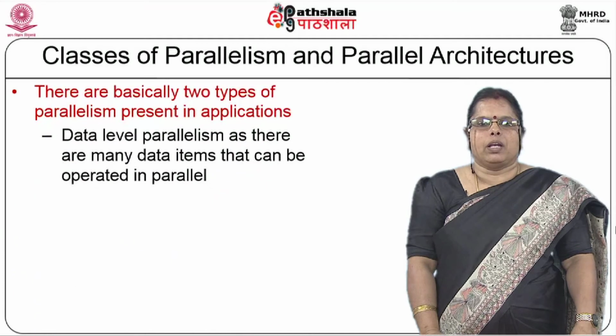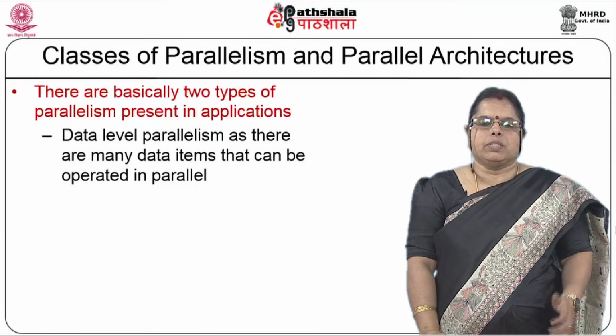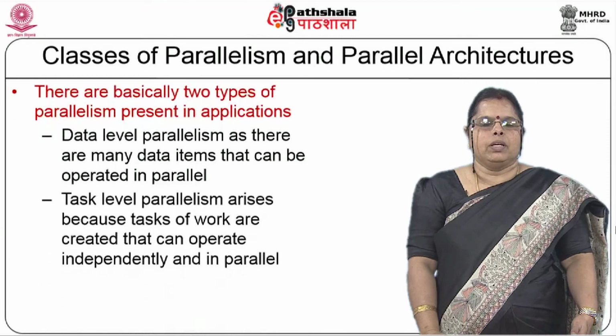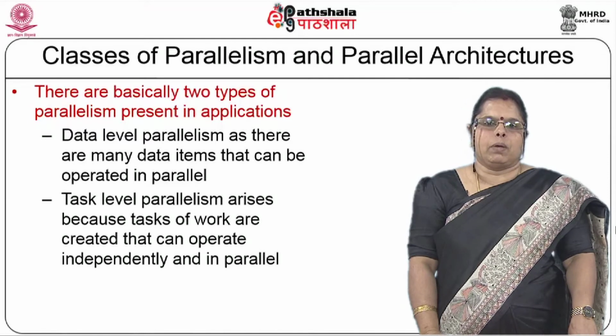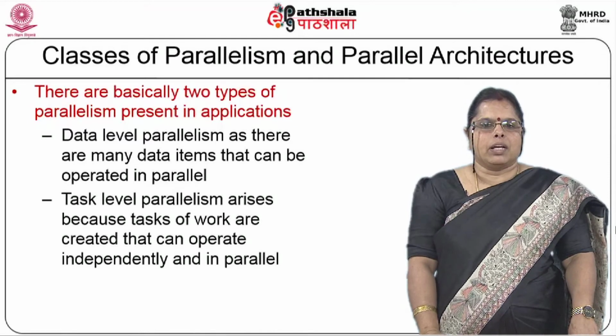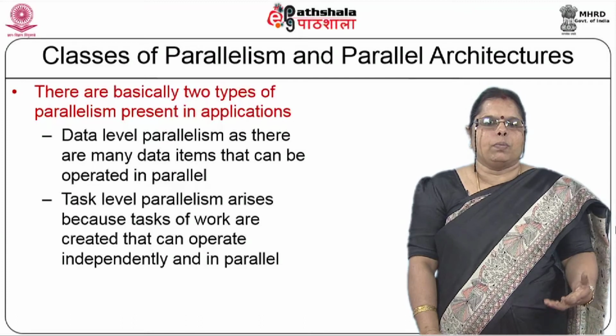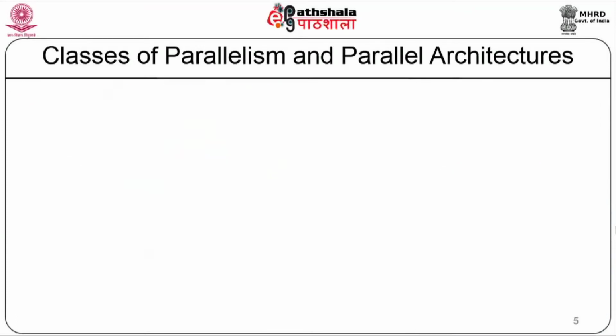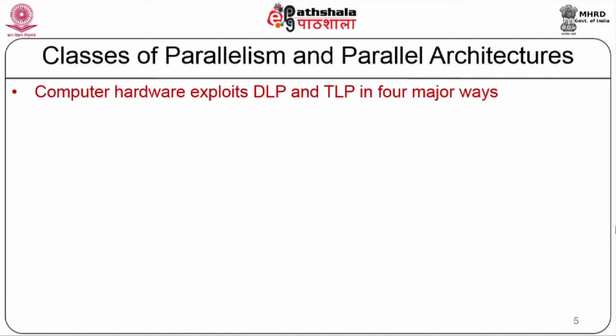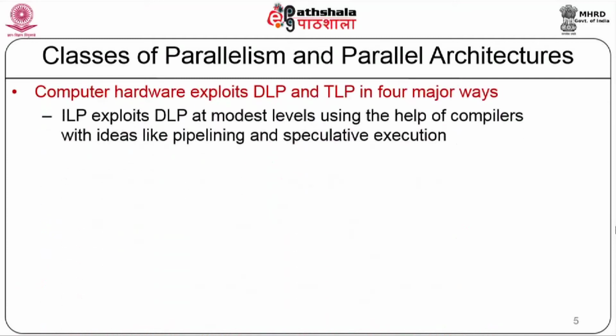two types of parallelism present in applications. One is data level parallelism, as there are many data items that can be operated on in parallel. The other one is task level parallelism, which arises because tasks of work are created and these can be operated independently and in parallel. Given these two types of parallelism exhibited by applications, computer hardware tries to exploit them.